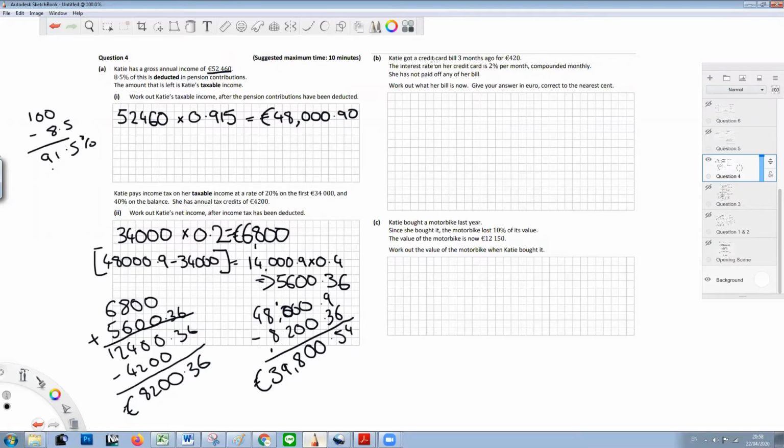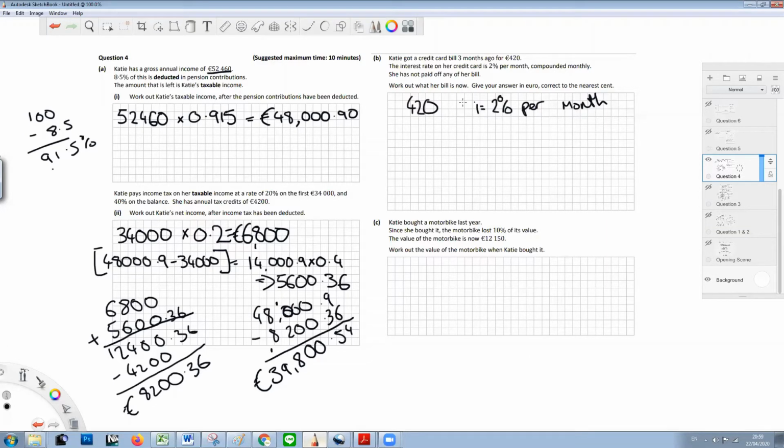Okay, Katie got a credit card bill 3 months ago for 420 euros. So she got a credit card bill for 420 euros. The interest rate on her credit card is 2% per month. So she gets charged an interest rate of 2% per month. And it's compounded monthly. Okay, so that means that every month she's going to get charged 2%. She has not paid off any of her bill. Work out what her bill is now.